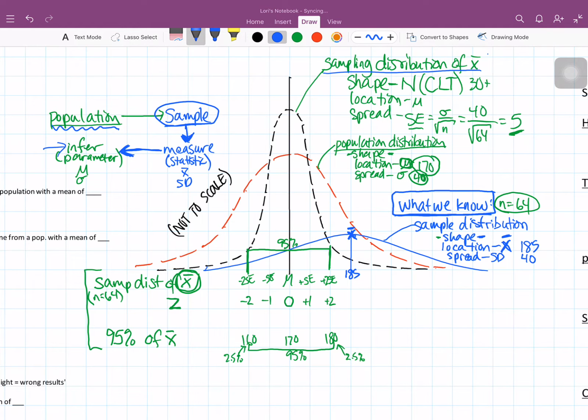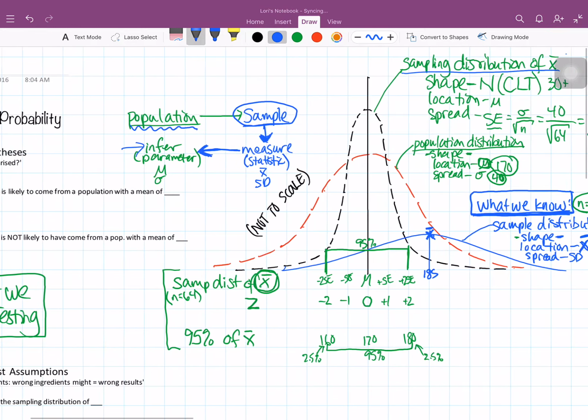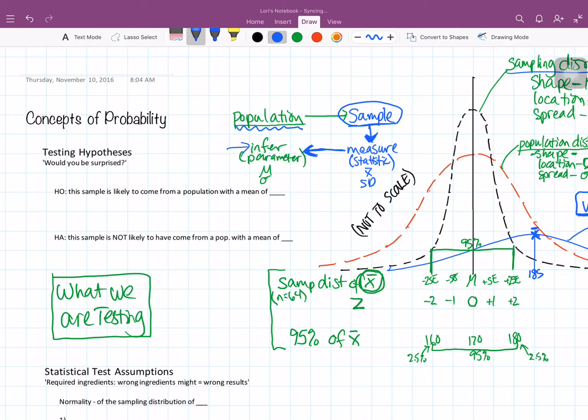So what we're doing is taking what we do know and writing a null and alternate hypothesis from those for this particular example. The null hypothesis is that this sample that we drew is likely to have come from a population with a mean of 170. And the alternate then is that this sample is not likely to have come from a population with a mean of 170.